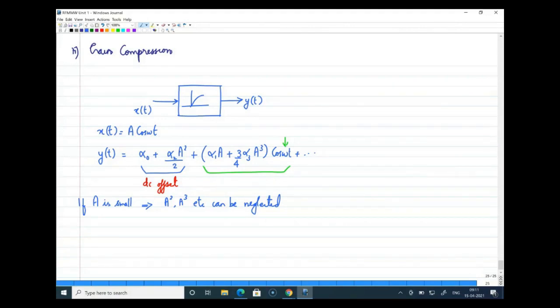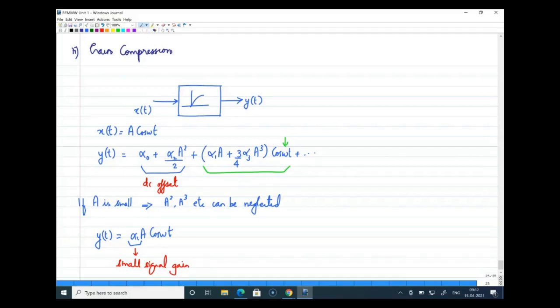In such a case, I can approximate the output, leaving the offset and all the other terms because of the small value of a. I can write y of t as alpha 1 a into cos omega t. Here the alpha 1 term is the fundamental gain, or I can call this the small signal gain of the circuit.